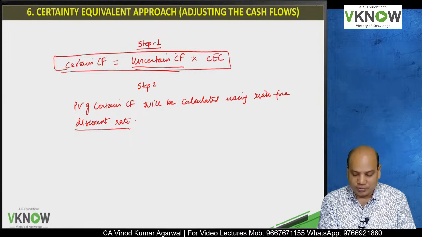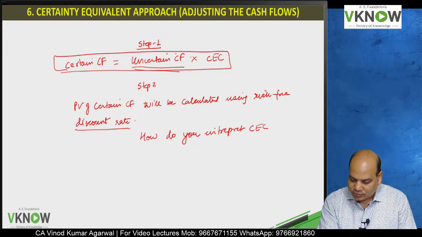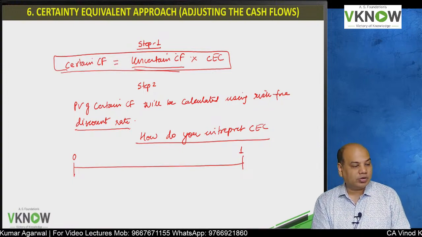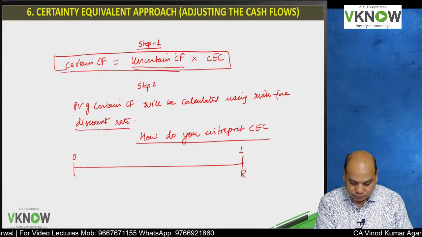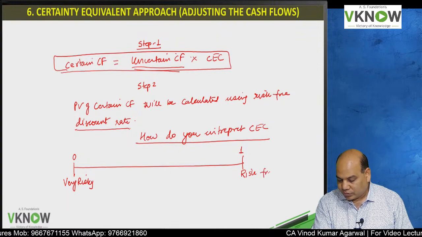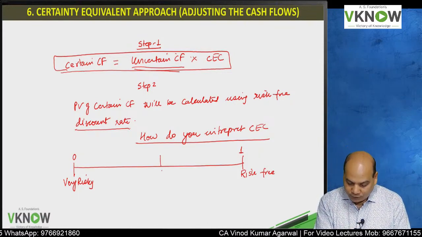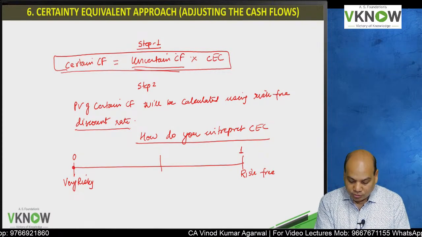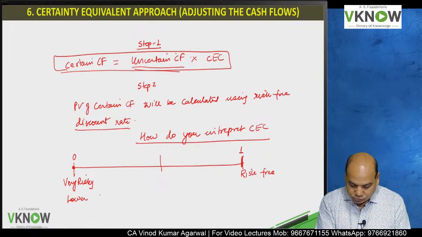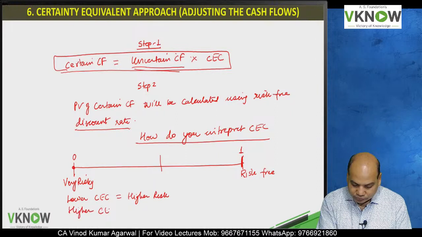Okay. How do you interpret CEC? CEC will lie in the range of 0 to 1. 0 means very risky and 1 means risk free. When your certain cash flow and uncertain cash flow are both the same, the ratio will become 1. So if you are near 0, risk is more. If you are near 1, risk is less. Lower CEC means higher risk, and higher CEC means lower risk.